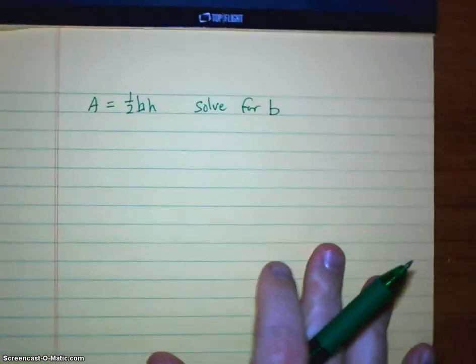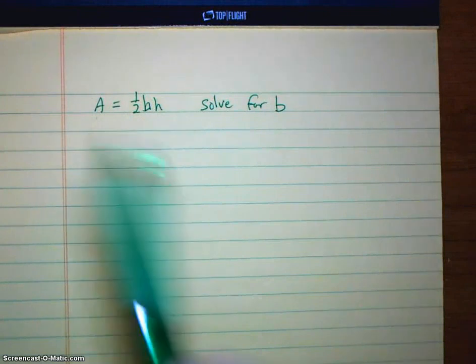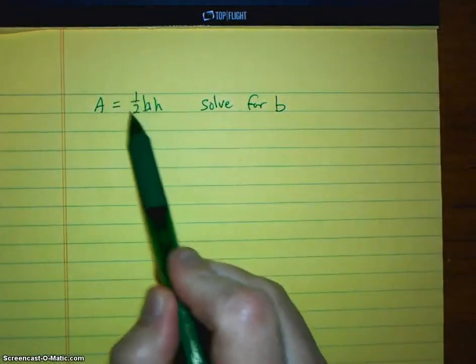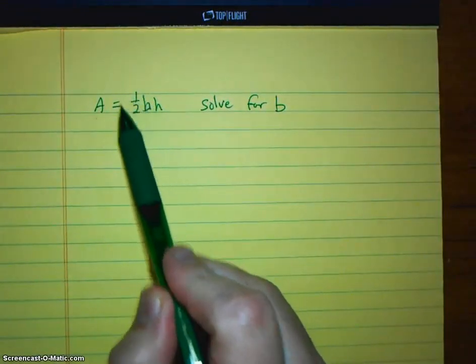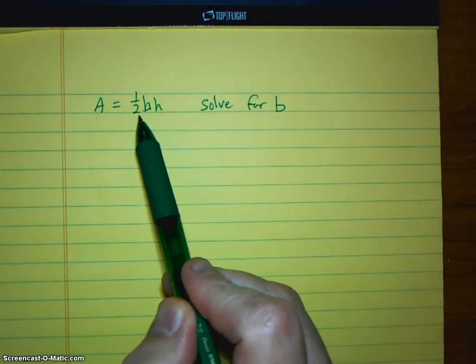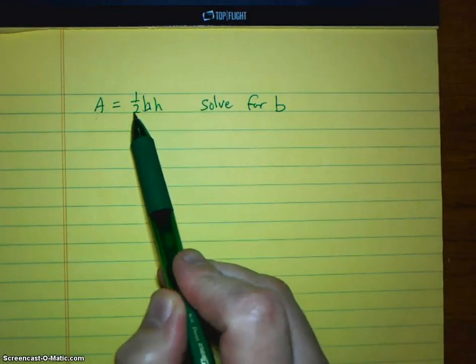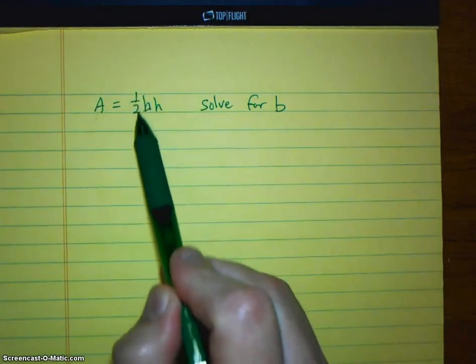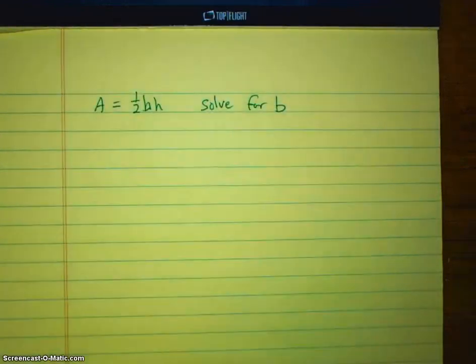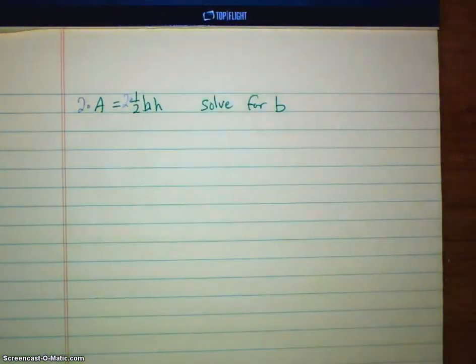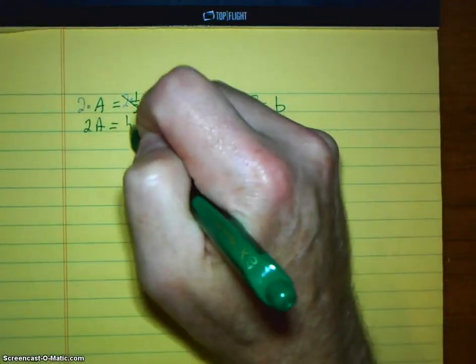Okay, so the other day when we talked about solving equations, we talked about what to do when equations have fractions. My method when equations have fractions is to get rid of fractions. So what I would do first is I would get rid of this 1/2. To get rid of this 1/2, I'm going to multiply both sides by 2. So that gives me 2a equals 2 times 1/2 is 1, bh.